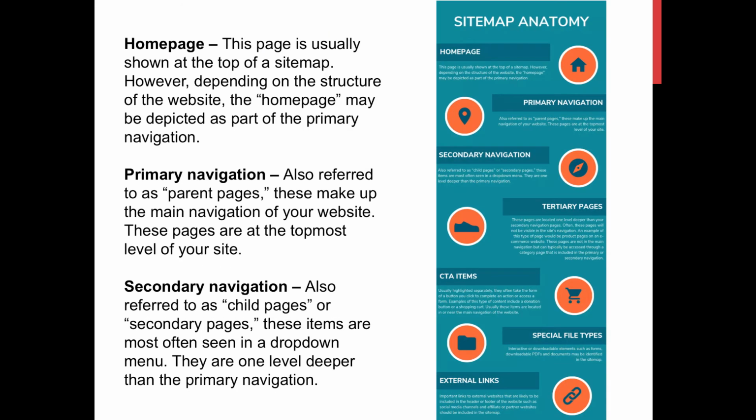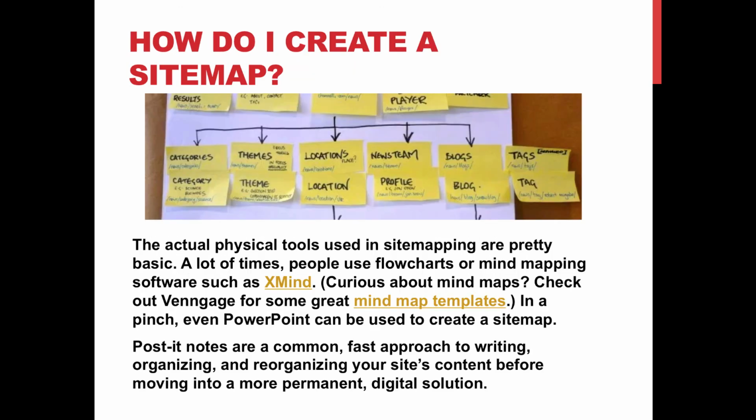So all of those, if you look at our nice graphic here: homepage, primary, secondary, tertiary, call to action, special, those are the things that are going to go in your sitemap. It's not telling you all the things, it's not telling you your content, it's just organizing what needs to go where. And then how do I create a sitemap?